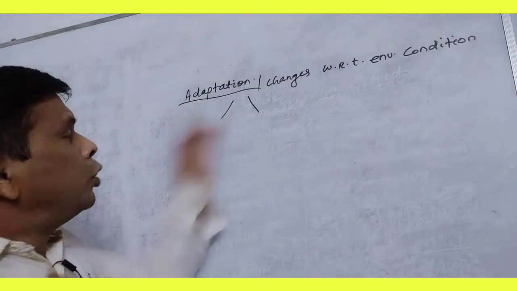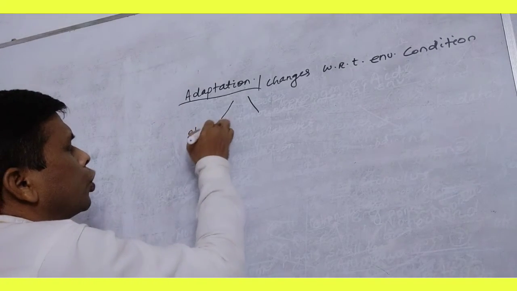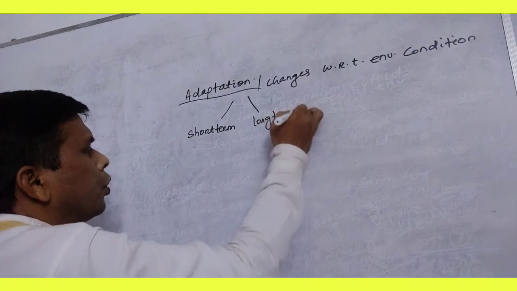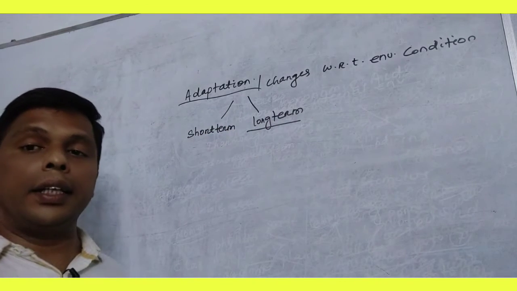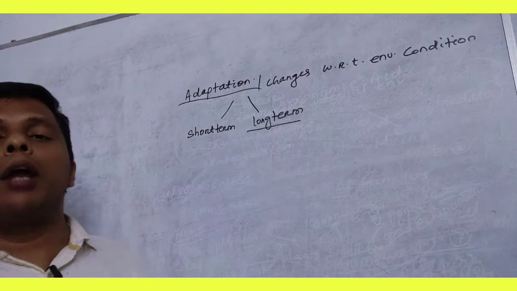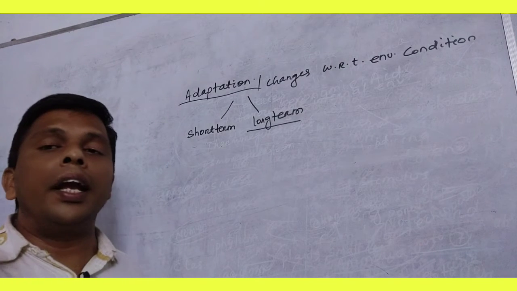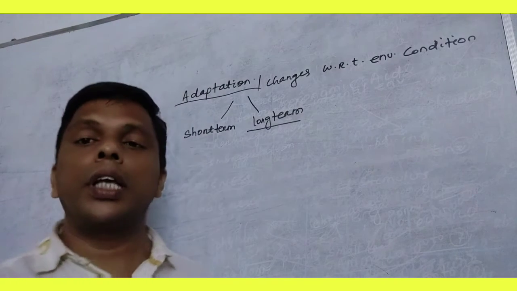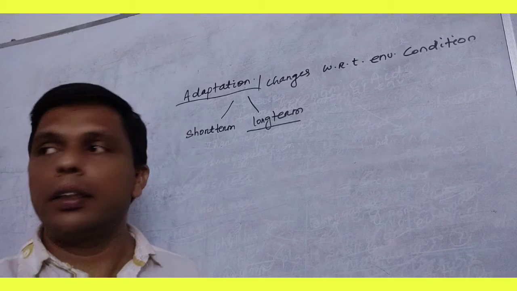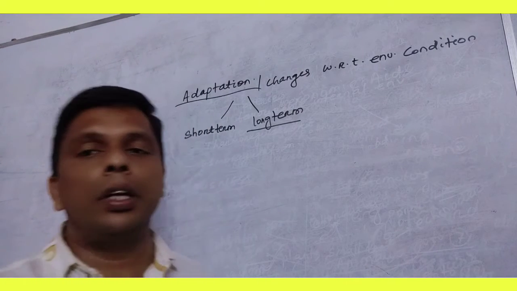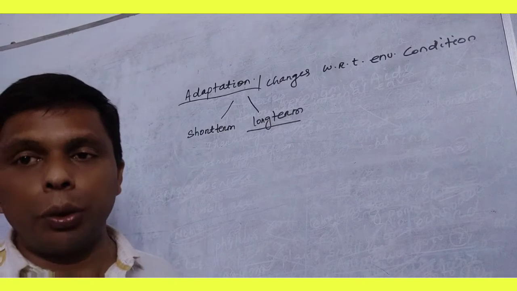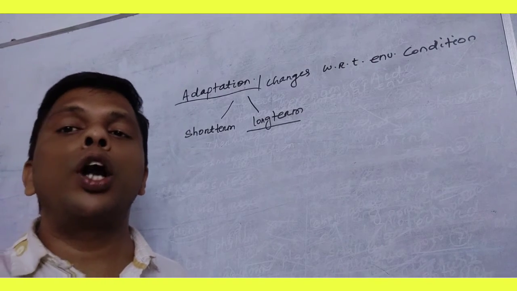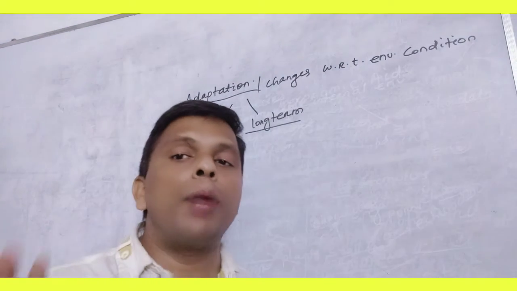Two types of adaptations are there: short term adaptation and long term adaptation. Long term adaptations are permanent changes. Short term adaptations are changes induced for a short period. Suppose darkening of skin when exposed to sunlight; the change appears for a short duration. It is a short term temporary change. The increase in heartbeat during running lasts for a short duration only, so it is a short term adaptation.